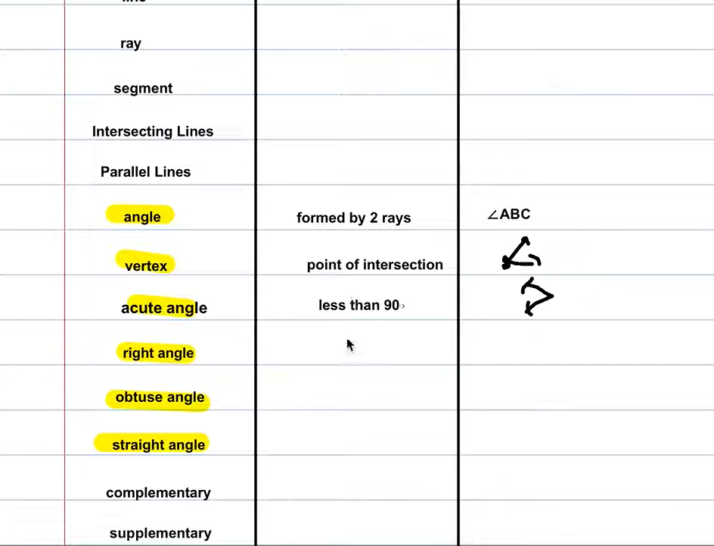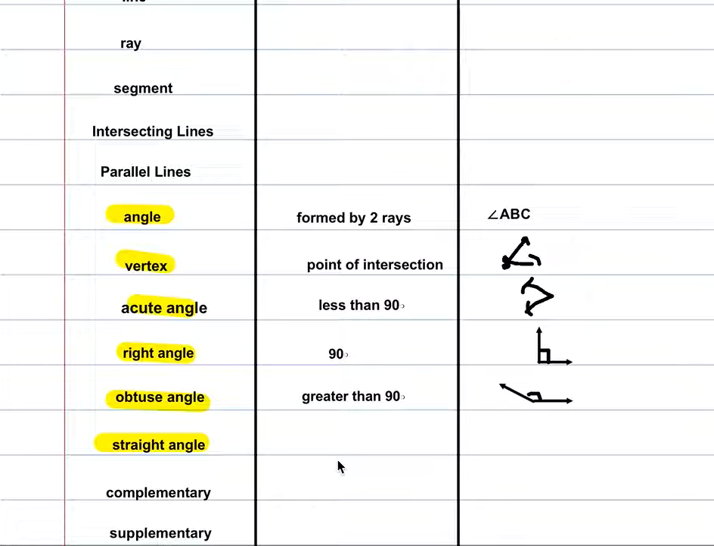A right angle then would be exactly 90 degrees. And again, when you draw it, you have to remember to put in that little box. That's what tells you it's 90 degrees. An obtuse angle is greater than 90 degrees. So something like that. Again, the part we are looking at is right in here. A lot of times you may see a little arc symbol. That tells you you're looking at that angle.